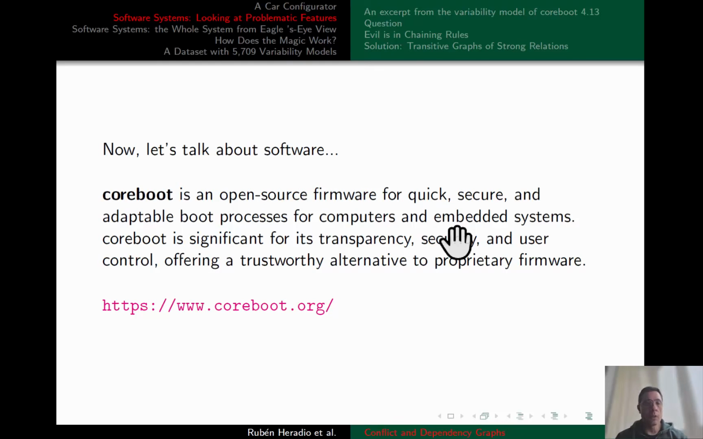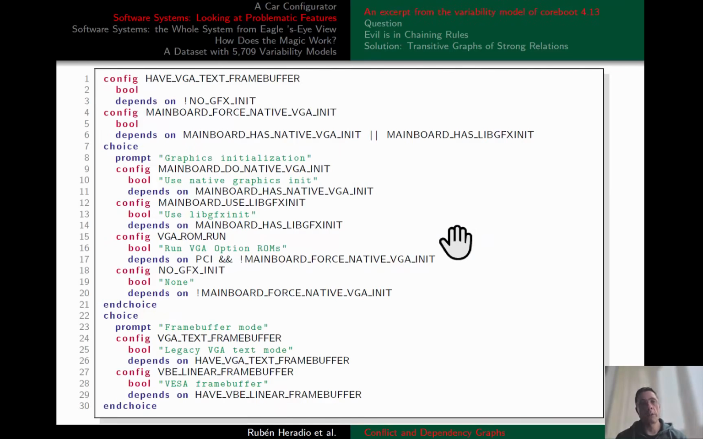Okay, let's move on to the topic of this talk, which is software. So there are some software systems which are highly configurable. For instance, you can see here an excerpt from the variability model of a system called Corvus. In this variability model, there are two optional features here, and there are also two choices. The first choice has four alternatives, and the second one has two alternatives. There are also some dependencies between features, so basically the same story as in the example before.